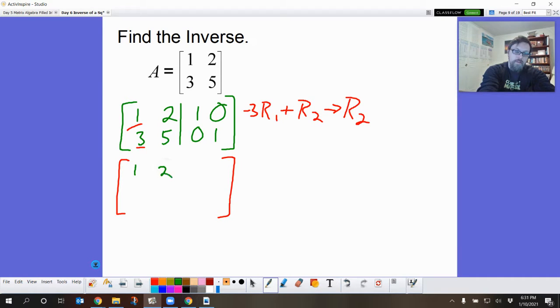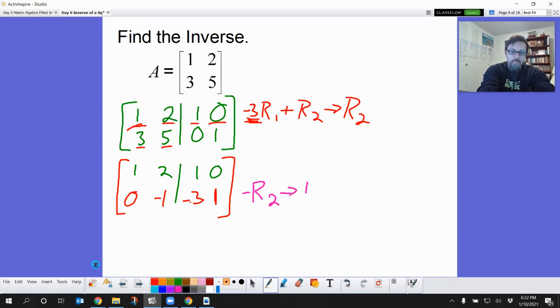So we got 1, 2, 1, 0. And then our new row 2 is, let's see, -3 times 1, that's -3, plus 3 is 0. -3 times 2 is -6, plus 5, ooh, -1. Oh, nice. -3 times 1 is -3 plus 0 is -3. -3 times 0 is 0 plus 1 is 1. Now we just got to do a quick switcheroo on this one. So negative row 2, put that in row 2.